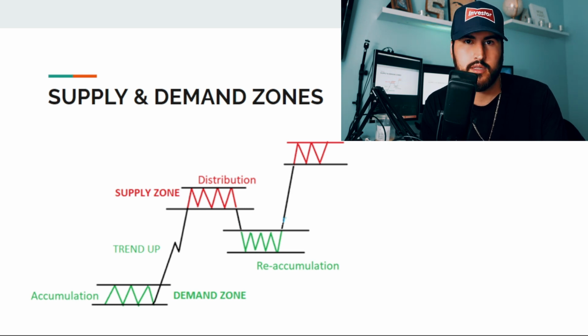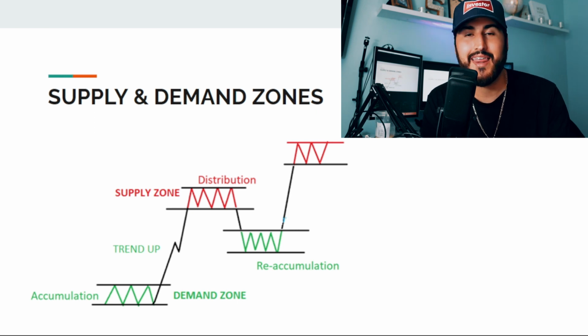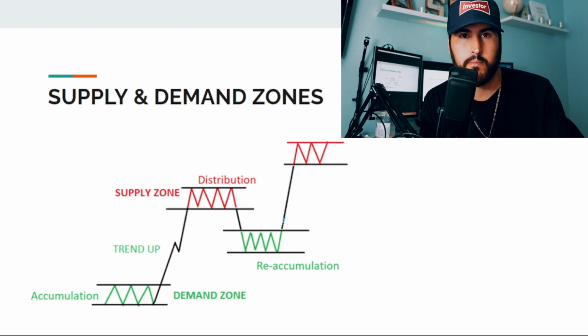You're then going to see the stock drop. And then if they want to get back in, they are going to reaccumulate. They're going to increase their position in that demand zone. And then you could see another trend up and another distribution and supply zone. That's how this works.